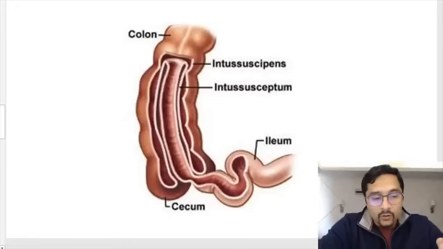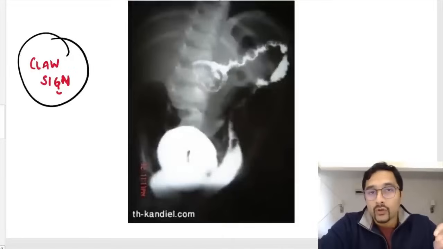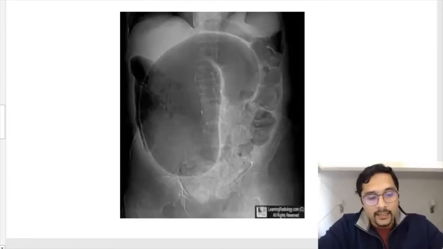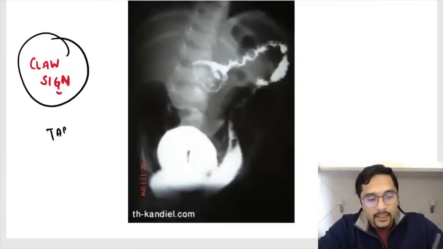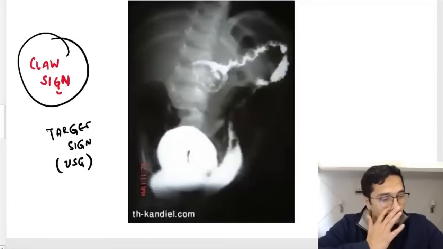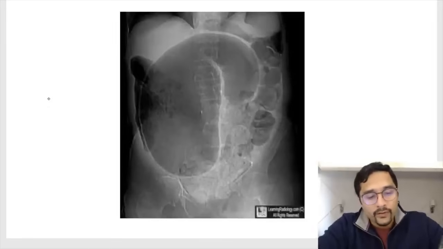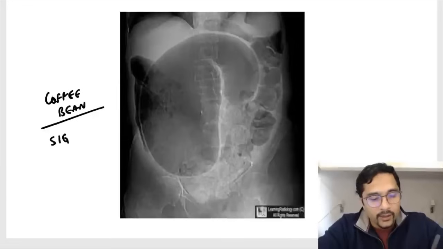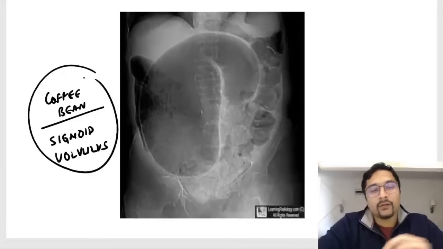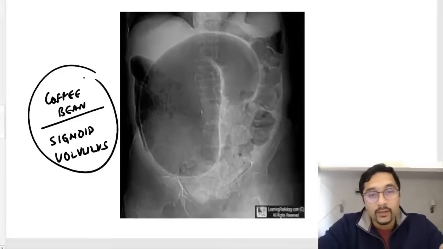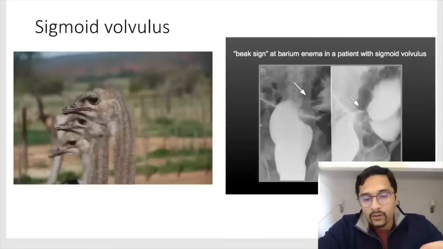Intussusception is when one bowel loop goes into the other, and in intussusception you should know the radiological signs. You can get claw sign and you can get target sign as well. You can see target sign on ultrasound. This is coffee bean appearance, which is seen in sigmoid volvulus. This has also been asked many times. This can also give rise to obstruction, and you get this coffee bean sign or bent inner tube sign. In sigmoid volvulus, you can also get bird's beak sign if you do a contrast study.